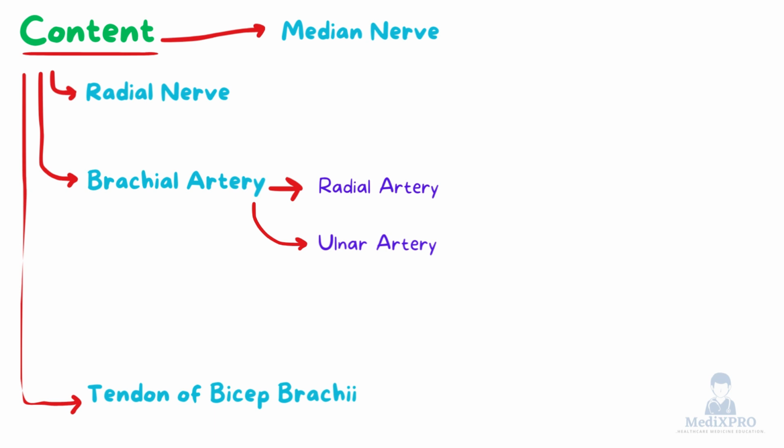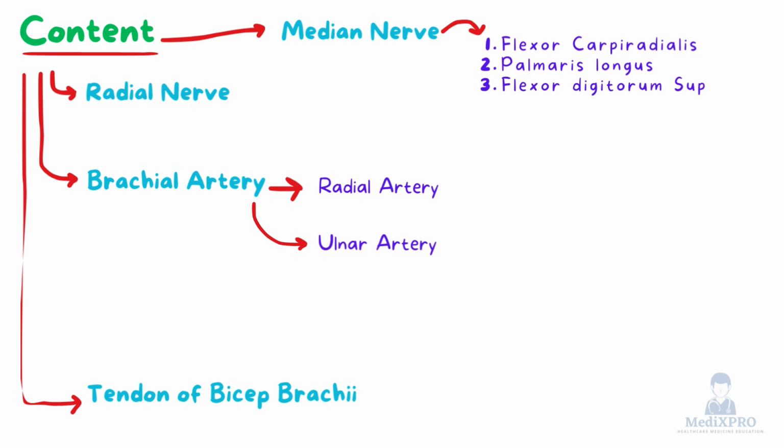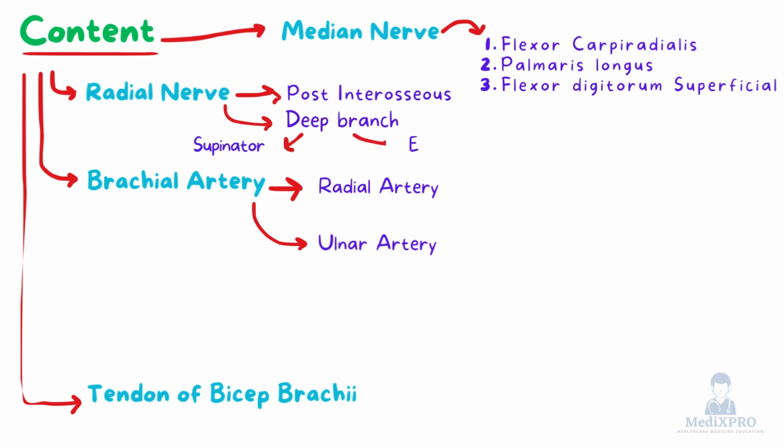Now, the median nerve and the radial nerve inside the cubital fossa give off a few branches to muscles. The median nerve gives branches to three muscles: the flexor carpi radialis, the palmaris longus, and flexor digitorum superficialis. Then the radial nerve gives two branches: the posterior interosseous nerve and the deep branch of the radial nerve. The deep branch of the radial nerve supplies two muscles, the supinator and the extensor carpi radialis brevis.